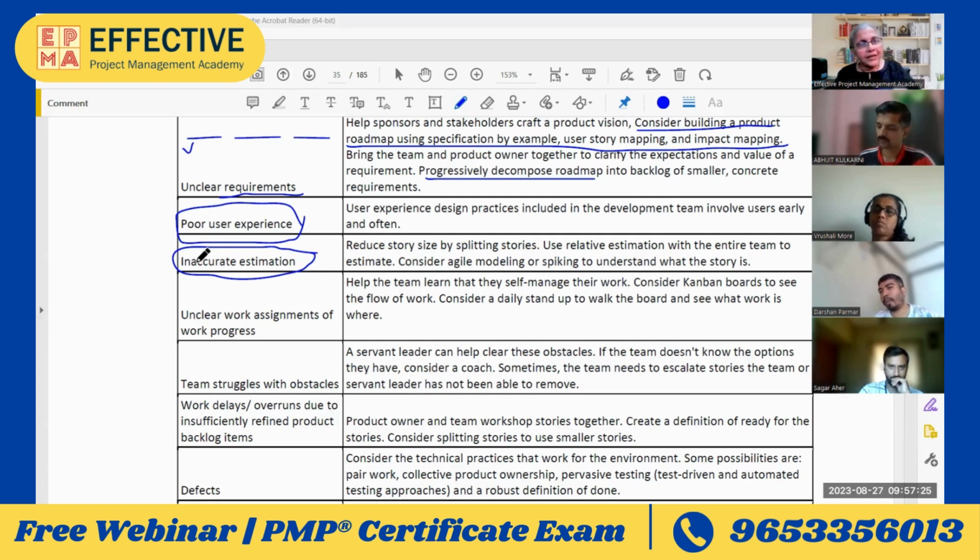So all of these things are there, which my team had not given a thought to. Technical people, they just thought, okay, from A station to B station, what are the trains? That's what we have to develop. So in such cases, the estimate will be inaccurate. So what you have to do, you have to split the story into multiple stories. Reduce the story size by splitting stories.